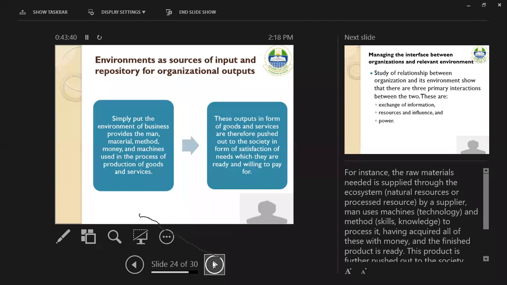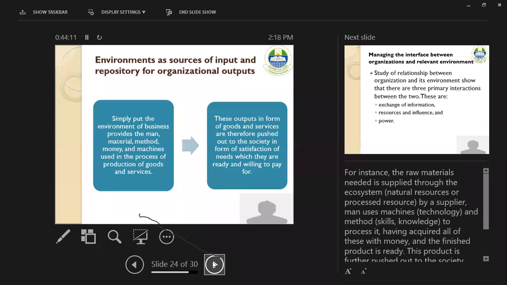So when you talk about your man, your material, even the method you're going to use, which is the knowledge and the skills that will be coming from the men you have employed, everything is put into the process of production of goods. So with that, this environment that is man, this man may be your competitor, this man may be your supplier, this man may be your employees, this man may be government, government regulators and what have you.